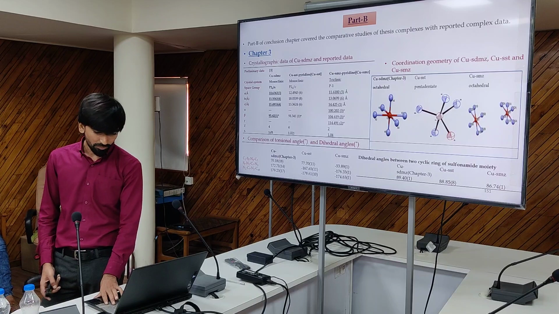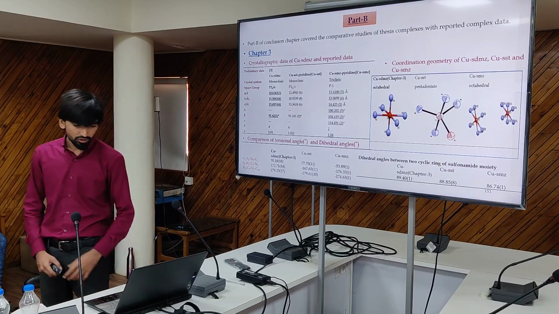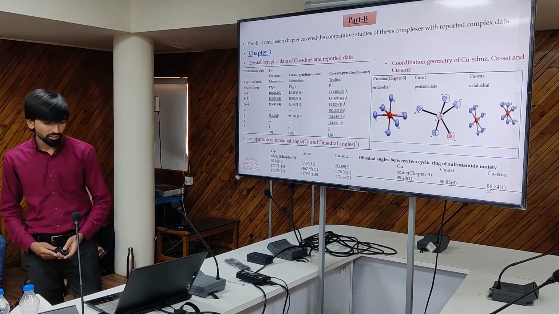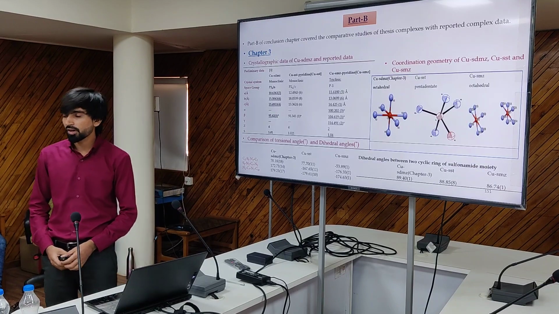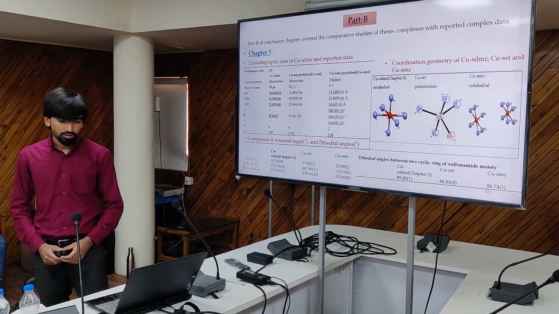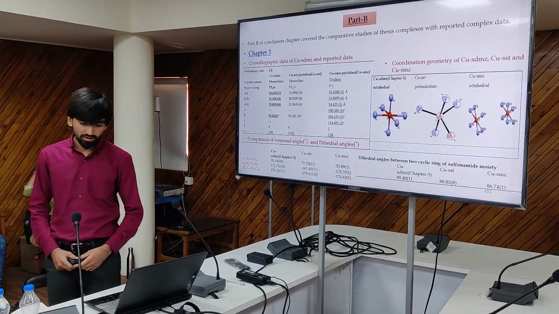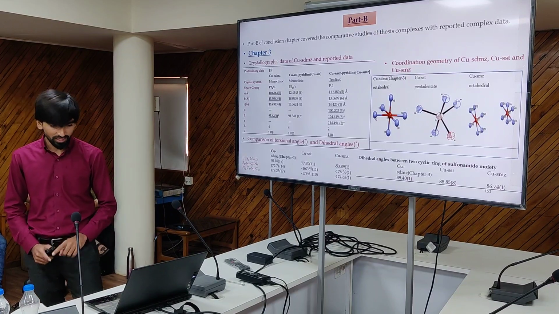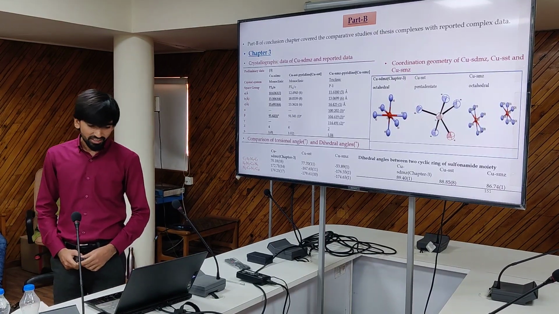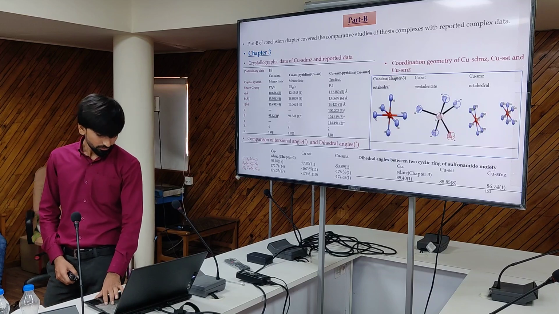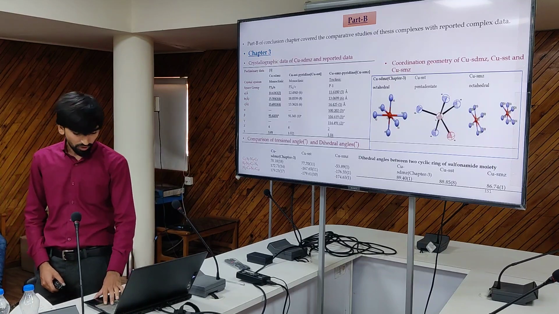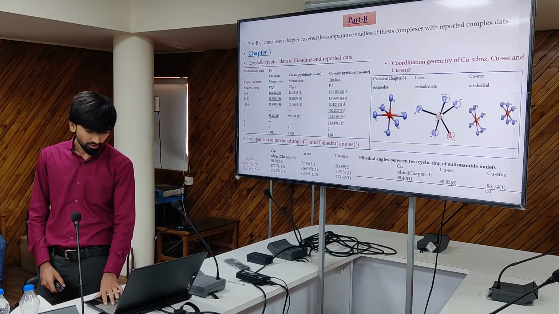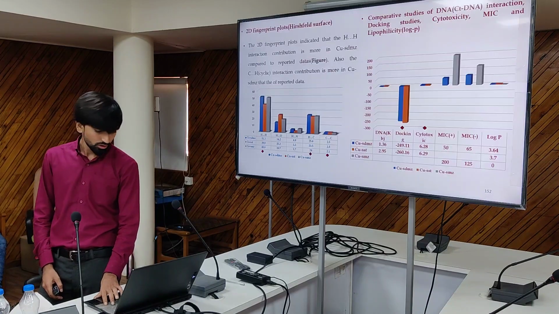Part B, comparing the recorded data. In the case of the copper complex of sulfadimethoxine, compared with the copper complex of succinylsulfathiazole and the copper complex of sulfamethazine, they have pentadentate and octahedral geometry. And this is the bond length and bond angle. So after coordination of silver, the bond angle and bond length also change.